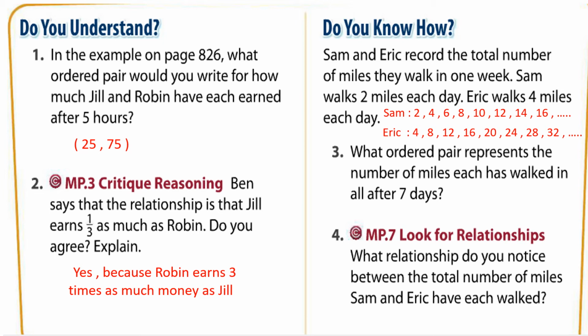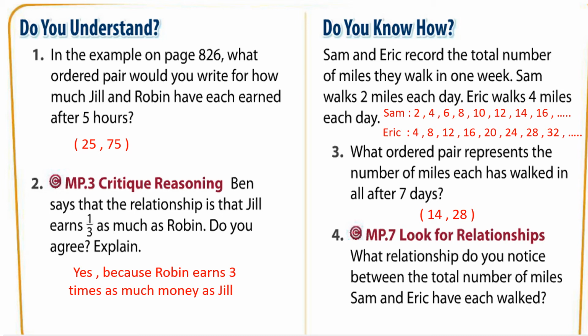So of course, exactly, it will be 14 and 28. So 14 for Sam and 28 for Eric. Question 4. What relation do you notice between the total number of miles Sam and Eric have each walked?